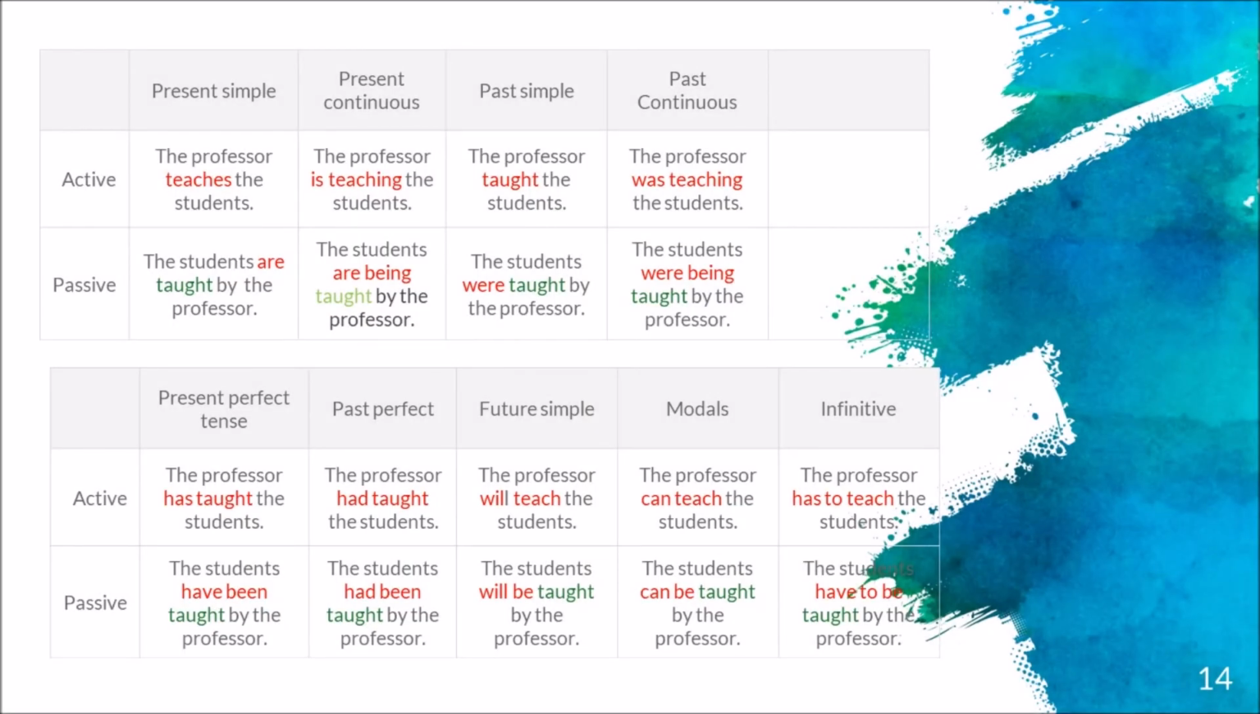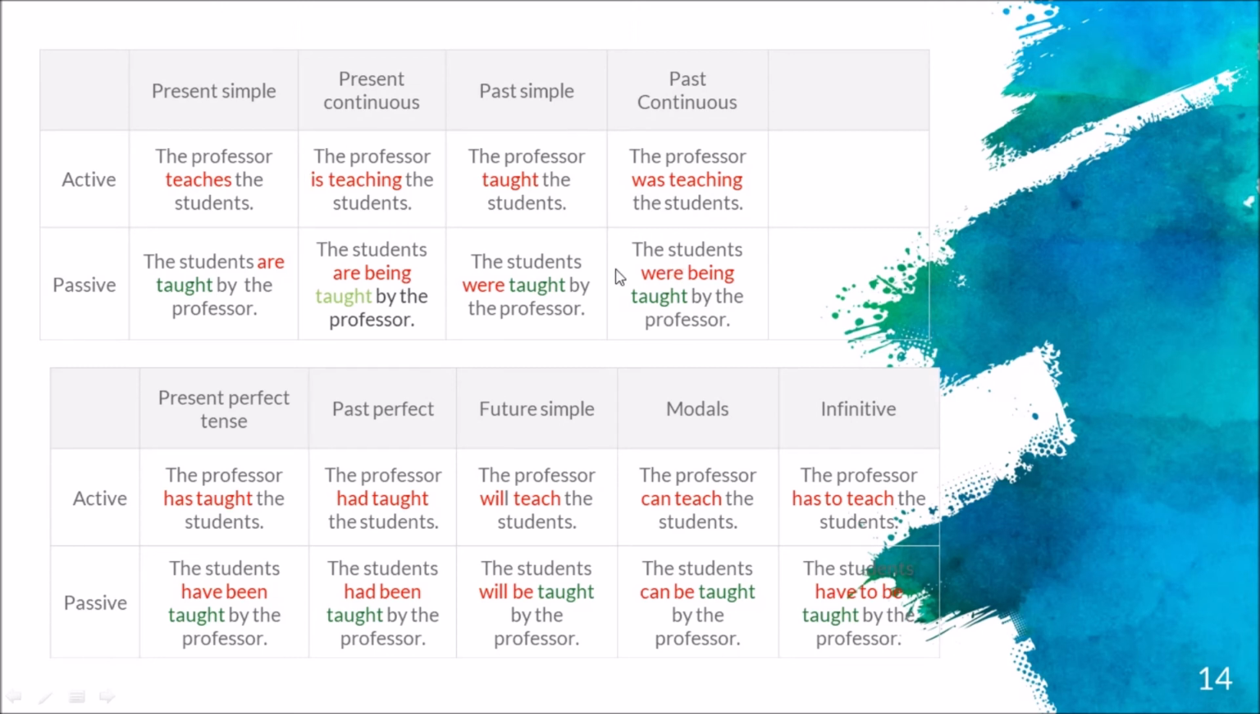Here you have sentences that are changed from active into passive according to the tense they belong to. For example, in present simple we have the professor teaches the students. The students are taught by the professor. Here we have the verb teaches that is in present simple, and according to the rule it has to be in past participle in order to form the passive voice, but we also need to use the verb to be in the appropriate tense, that is present simple. The students are taught by the professor.